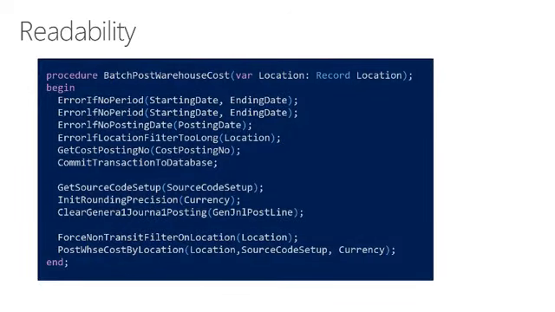So this is a screenshot of one of those main functions. We have batch post warehouse cost. We have a number of function calls in there representing the steps in that flowchart. One of them is called error if no posting date. That's almost self-explanatory. So we're going to show an error if there's no valid posting date.